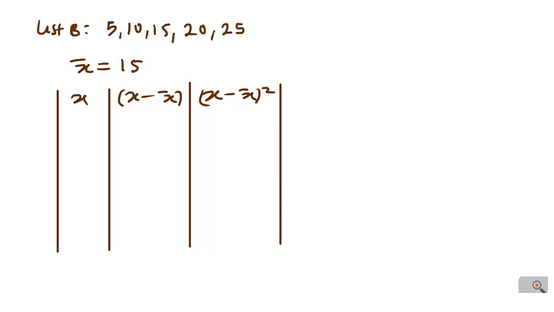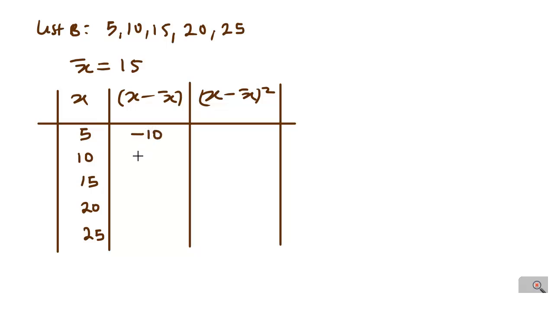All right, so these are the contents of the columns. So what are the values of x? X here is 5, 10, 15, 20, then 25. So x minus mean, that's 5 minus 15, that is minus 10. 10 minus 15, that is minus 5. 15 minus 15, that is 0. 20 minus 15, that is 5. 25 minus 15, that is 10. x minus mean squared, that's minus 10 squared, that is 100. Minus 5 squared, that's 25. 0 squared is 0. 5 squared is 25. 10 squared is 100.